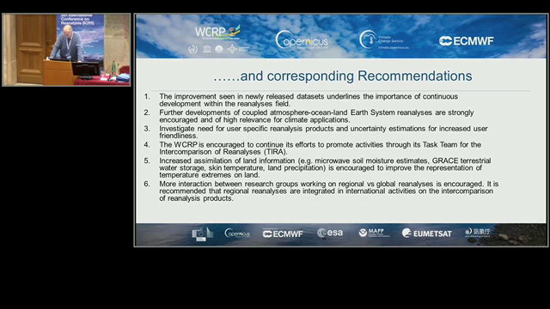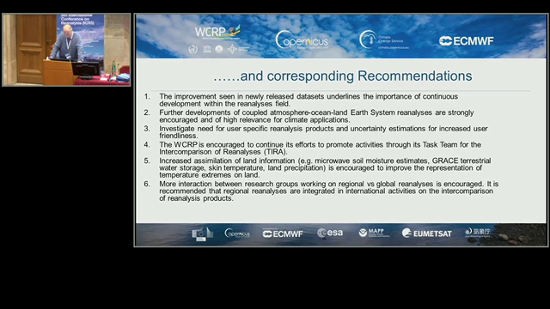The increased assimilation of land information, and there are some examples mentioned there in various talks, is really encouraged. Again, this relates to this question of extremes, because they really do improve the representation of extremes over land, and that's one of the key things that people are interested in learning about, and interested in understanding how those extremes change over time.